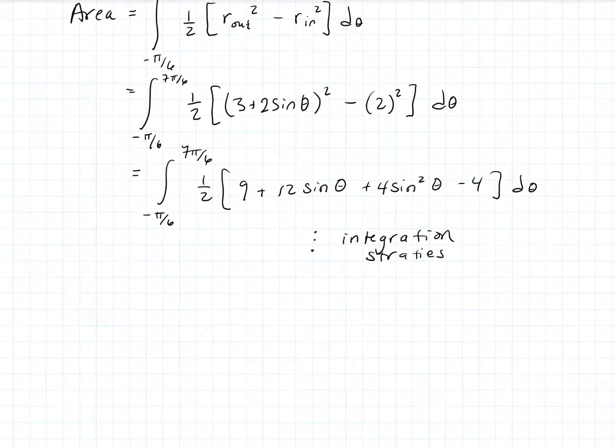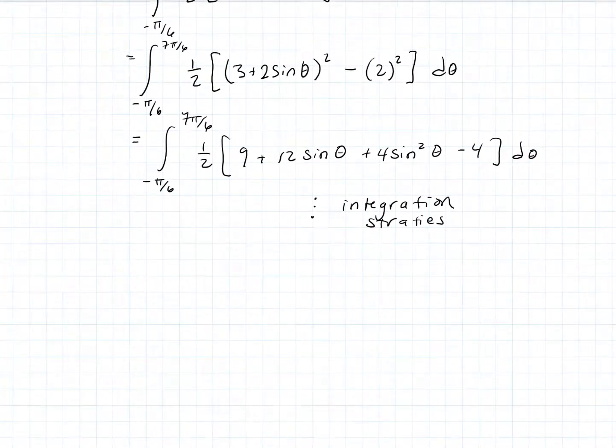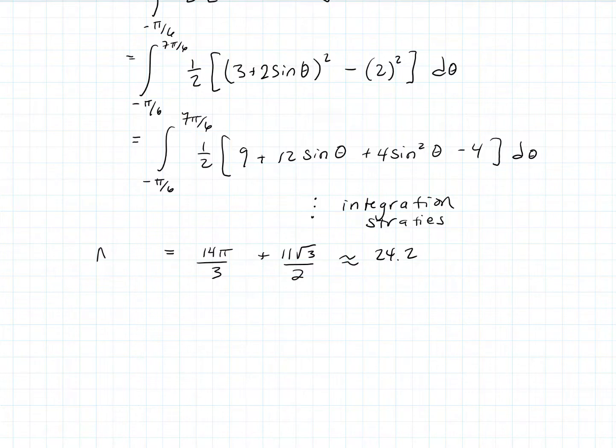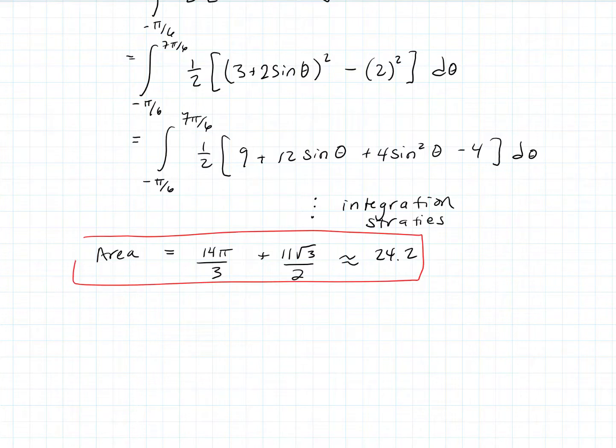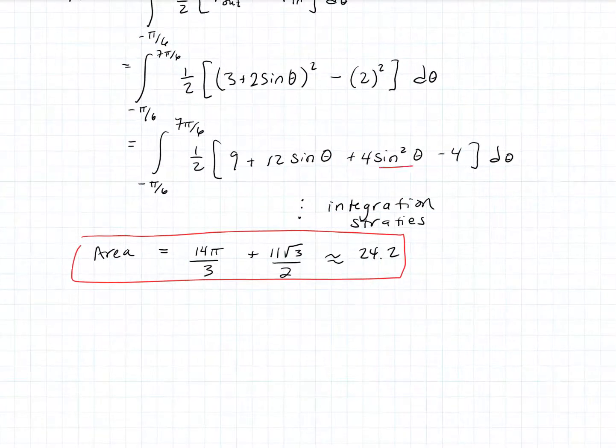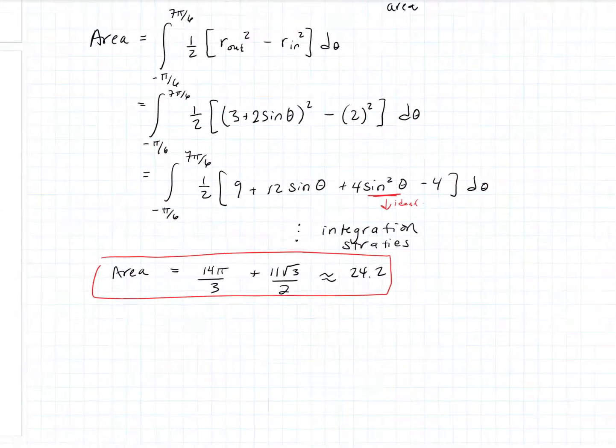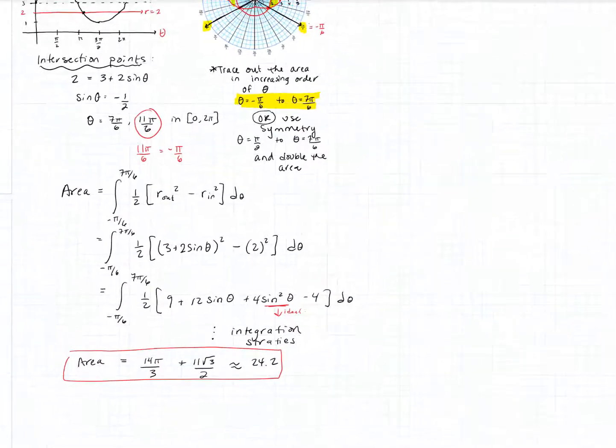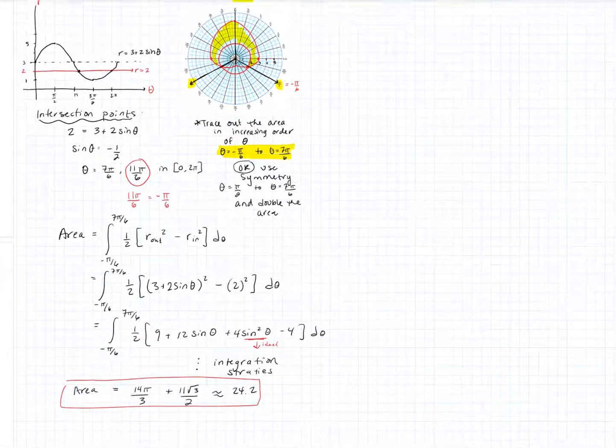It turns out, and I did write this out ahead of time, so I will write this for you. This ends up being 14 pi over 3 plus 11 root 3 over 2, or approximately, if we wanted the approximation, 24.2. This was the area enclosed. You do have to use a little identity on this one, just like the previous example, and you can finish that one out. So I'm going to zoom out here and get it all back on the screen.